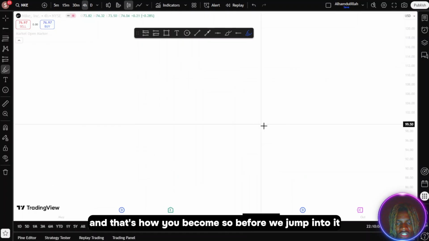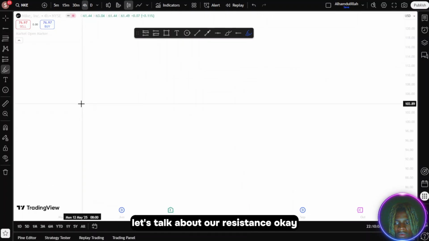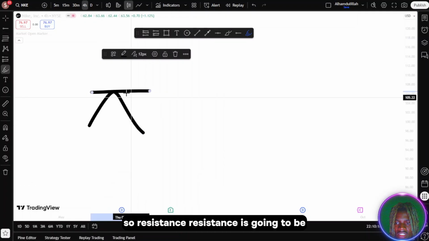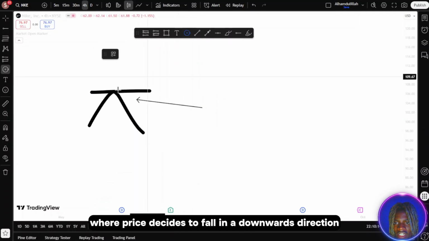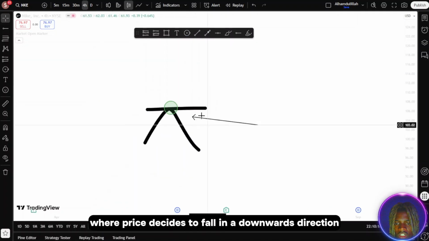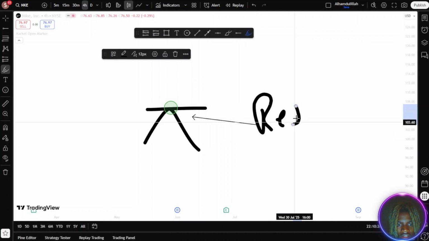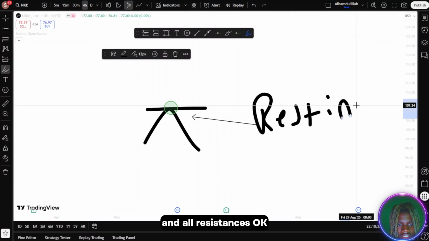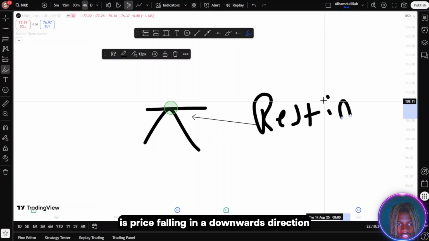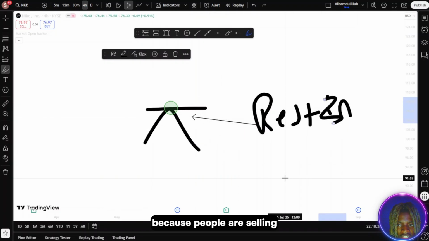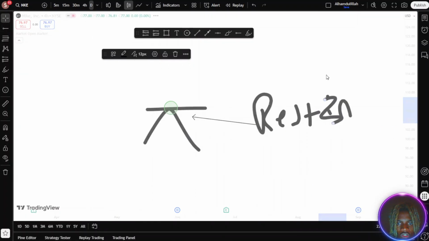Before we jump into it, let's talk about resistance. Resistance is the top area where price decides to fall in a downwards direction. All resistance is, is price falling in a downwards direction because people are selling.